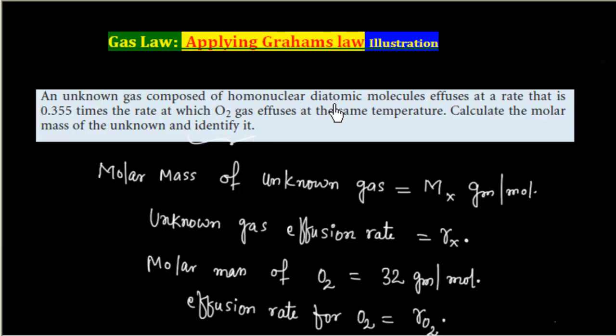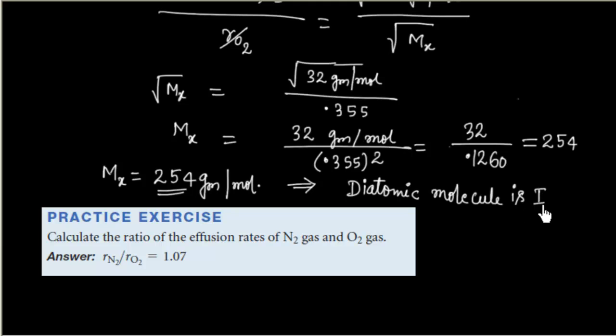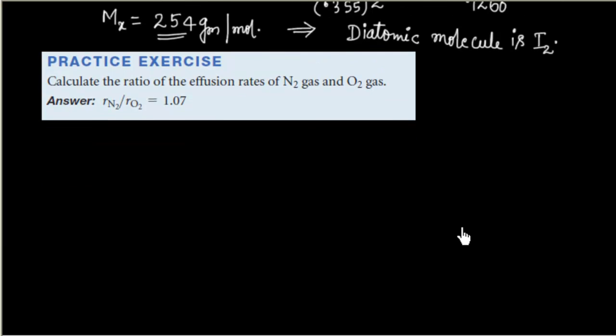Since this is a homonuclear diatomic, this means both atoms are of the same kind. I can have something like X2. So two atoms have a mass of 254, so one atom will have a mass of 127. So this is iodine. So the diatomic molecule is basically iodine, and its molecular weight is 254 gram per mole. This is for iodine.